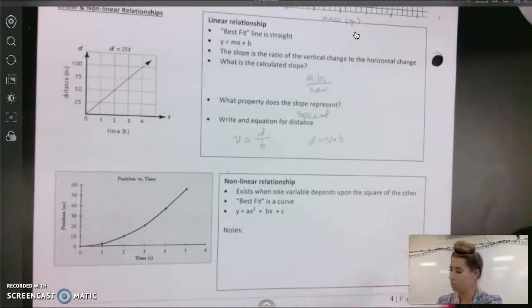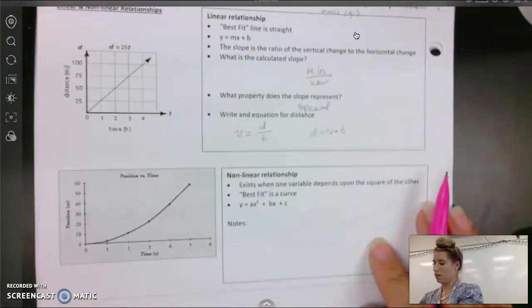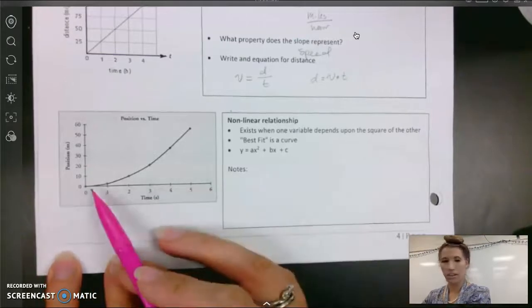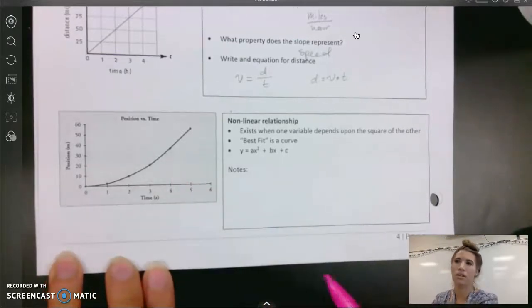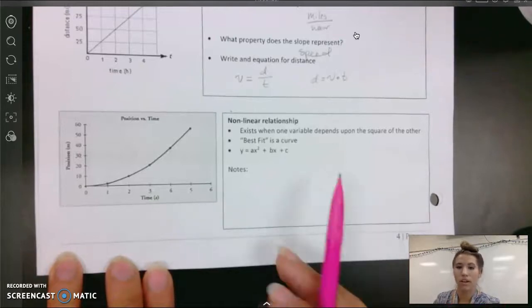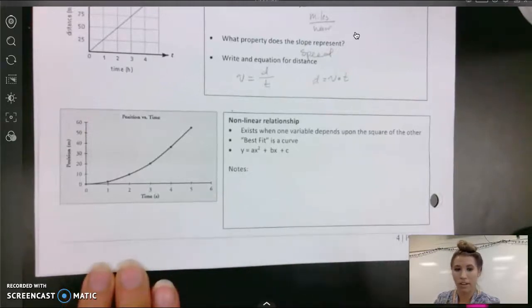Here's the second type, nonlinear relationships. Okay, so in a nonlinear relationship, like you can see, there's some kind of relationship that the line isn't straight. Usually we see curves like this. For our nonlinear relationship here, it's a quadratic, and that's the line that best fits there.